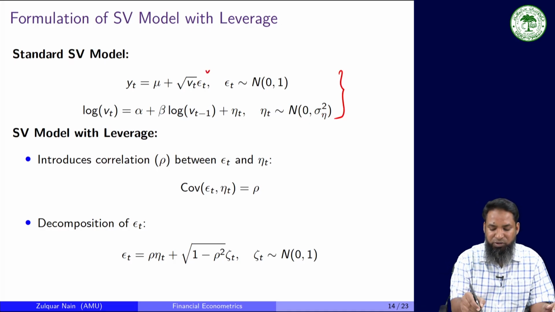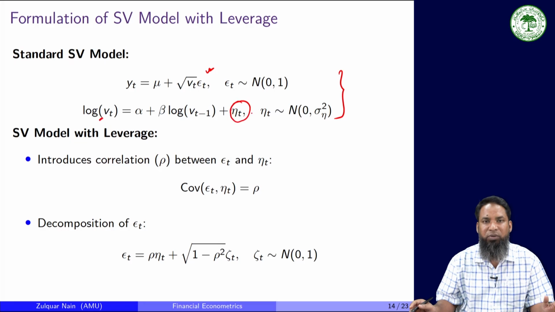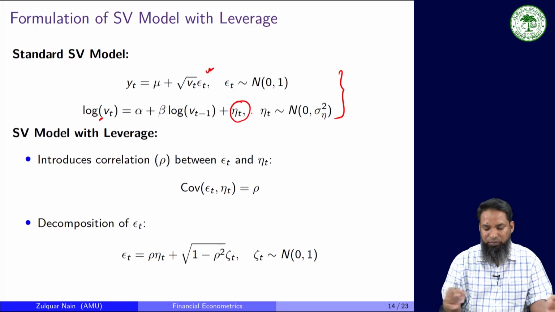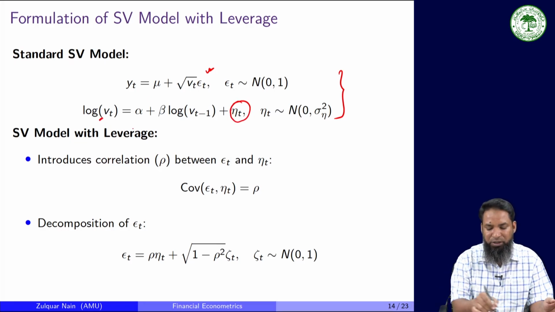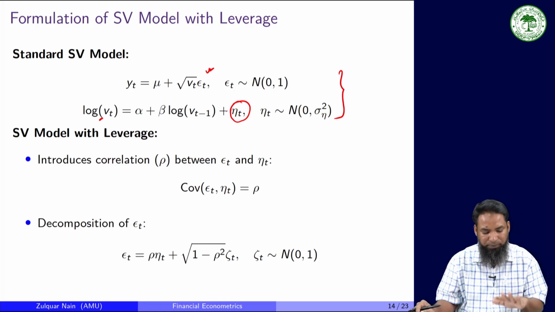So basically, we know this is the standard stochastic volatility model, where this is the mean equation and this is the variance equation. Here we are including the error term. So this is nothing but the stochastic volatility model. Otherwise, if we add the error term here, it becomes nothing but the GARCH(1,1) model.